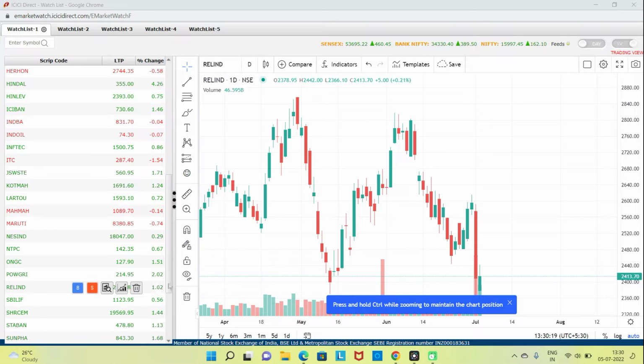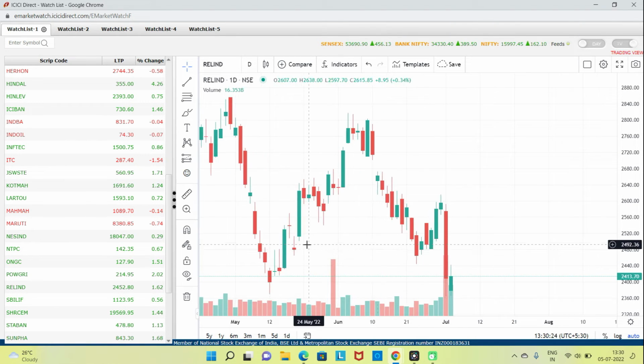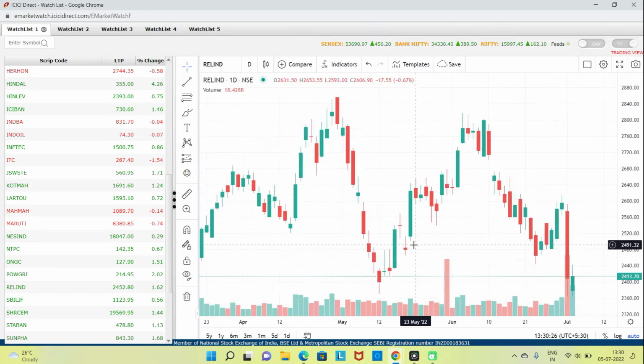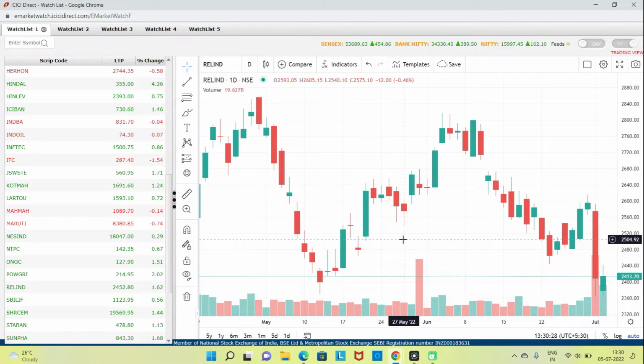In this chart of Reliance, I've taken a daily chart. You can see here, after the downfall, at the bottom you can see an inverted hammer, and post that you can see the stock has moved up. So this is an example of an inverted hammer. The body is really small and it has a little lower wick, and the upper wick, you can see, is double the size of the real body. So let's see one more example.